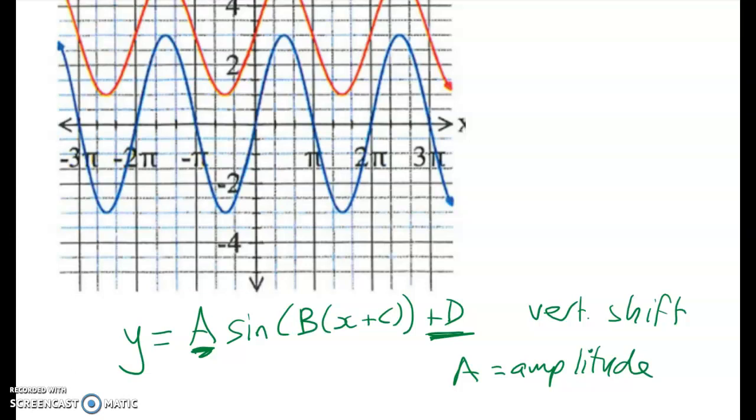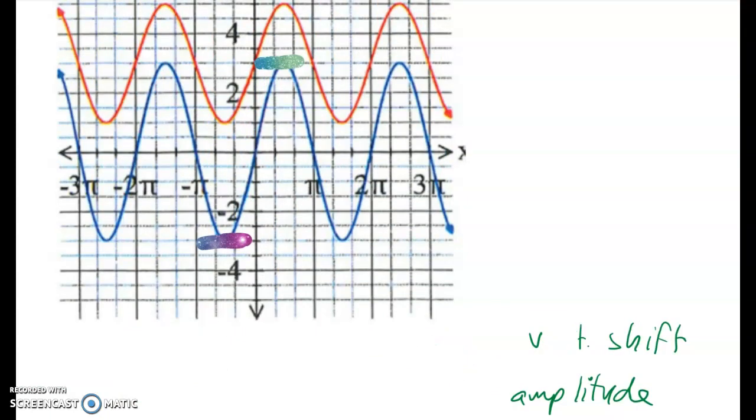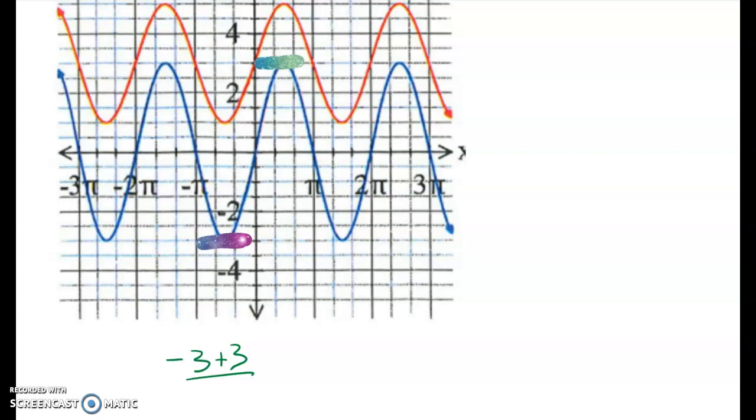So let's see if there's been any vertical shift. And sometimes it'll be really obvious that there hasn't been. Looking at the blue curve, where does it go from and to? Well, the blue curve is symmetric around 0, right? It goes from -3 up to 3 with the y values. So -3 and 3 are the top and bottom limits here. Halfway in between gives me 0.